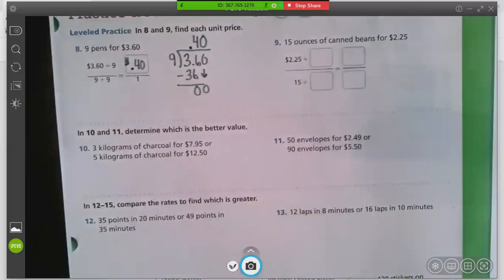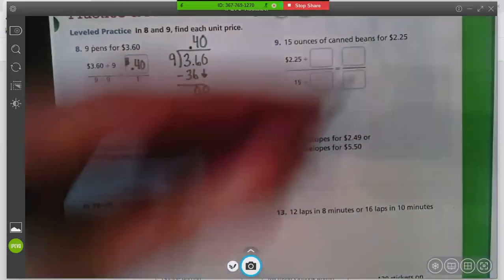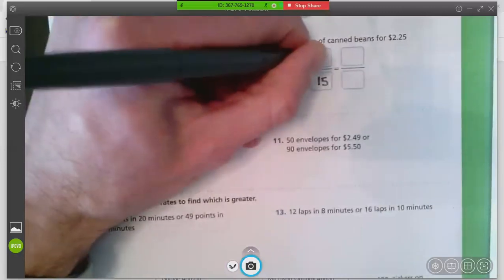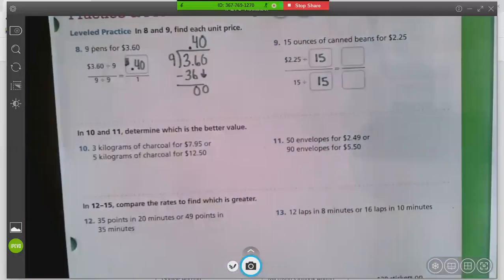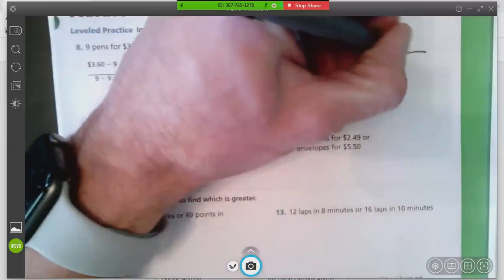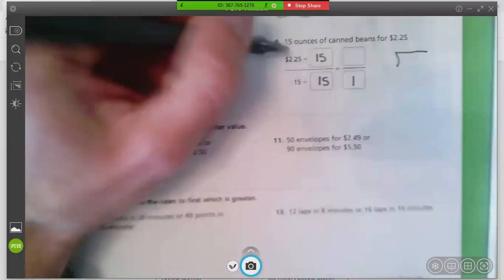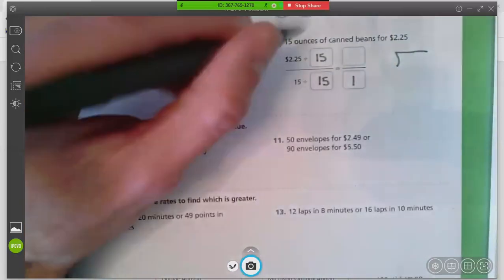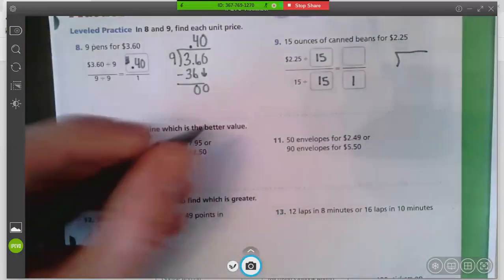Now, we have 15 ounces of canned beans for $2.25. What do we need to divide both terms by? 15. We're going to divide both terms by 15. Okay, what's 15 divided by 15? 1. All right. And remember, the first number is always our dividend. The dividend goes inside the division house.